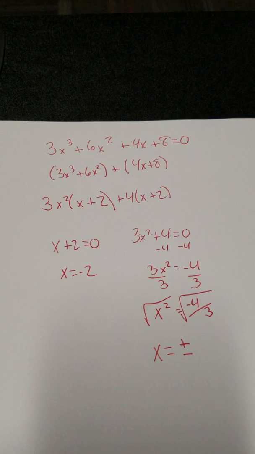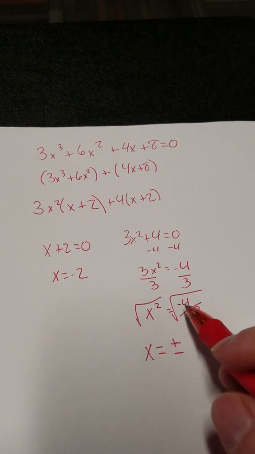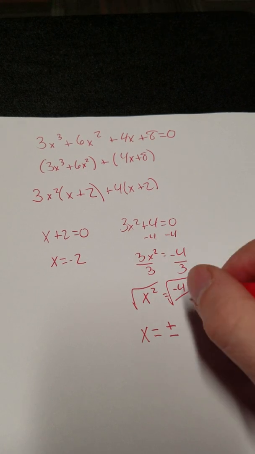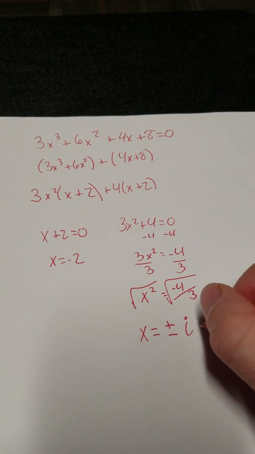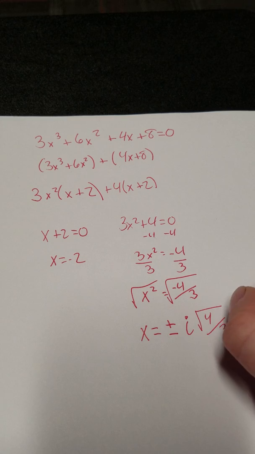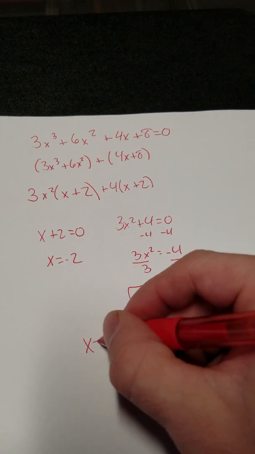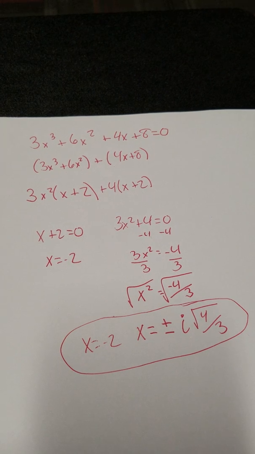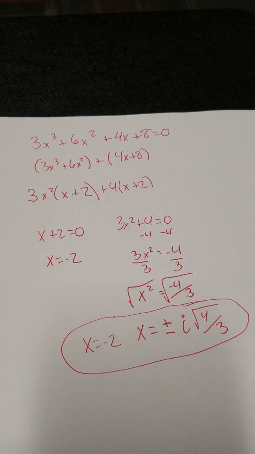Now, interesting scenario happens right here. You see that there's a negative underneath the square root. If you think back a little ways, when there's a negative underneath the square root, that means you have to pull out an i. Square root of 4 over 3, and that would be your solution along with x equals -2. All right? Hopefully you understand how to factor by grouping.